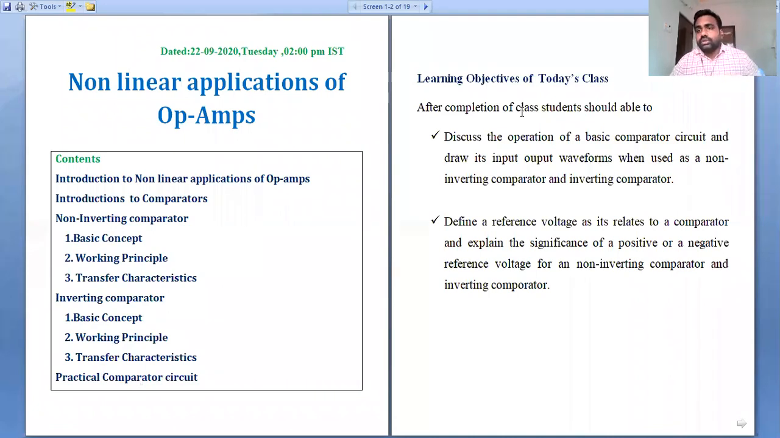Okay, so these are the learning outcomes as per today's class. Learning outcomes means at the end of this discussion we can discuss the operations of basic comparator circuit. That means we can draw input output waveforms using inverting type comparator and non-inverting type comparator. And the second learning outcome, we can define the reference voltage, and how we can relate the reference voltage to comparator. We can explain the significance of the reference voltage, either positive reference voltage or negative, with respect to non-inverting comparator and inverting comparator.